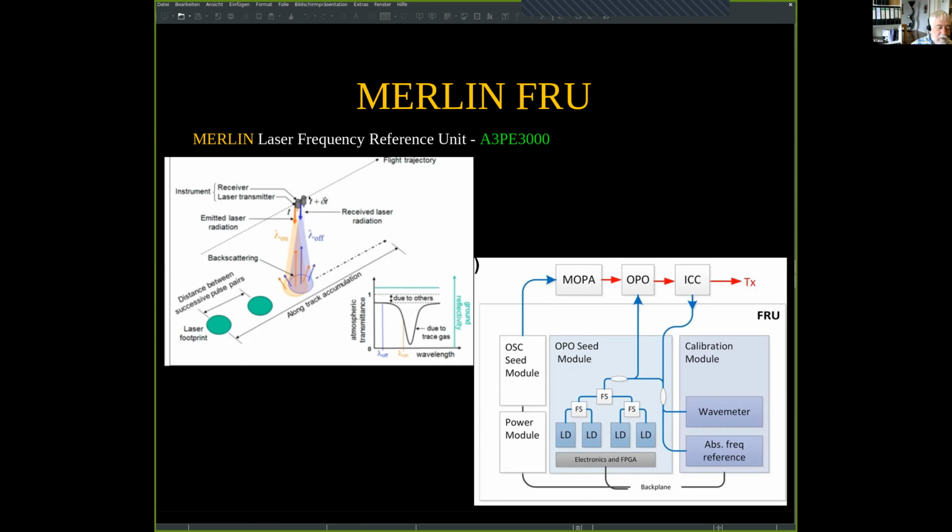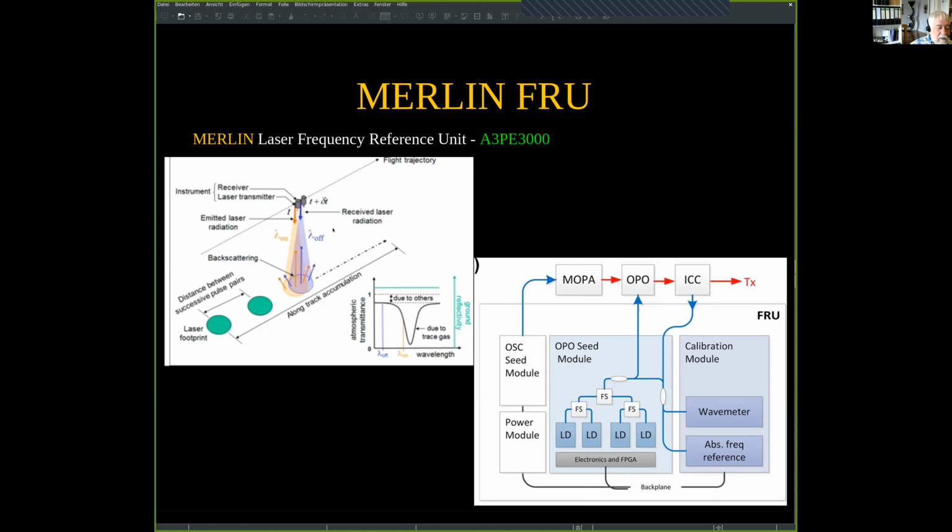And then the backscattered signal is received by the satellite, and by comparing the backscattered energy of the lambda on and the lambda off, you have a direct relation to the methane content in the atmosphere.